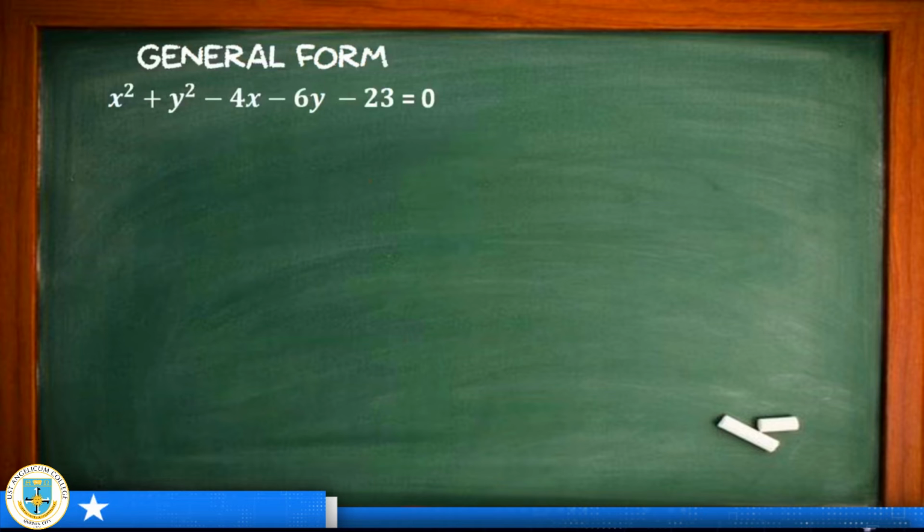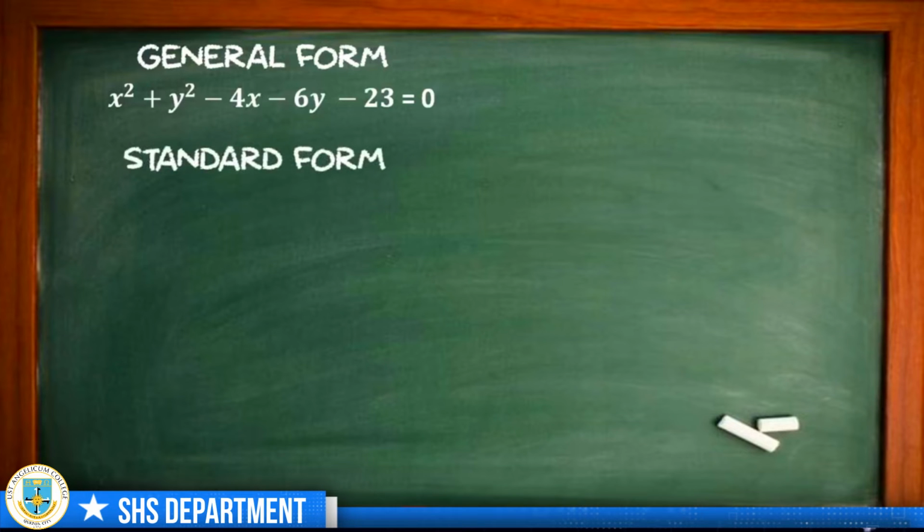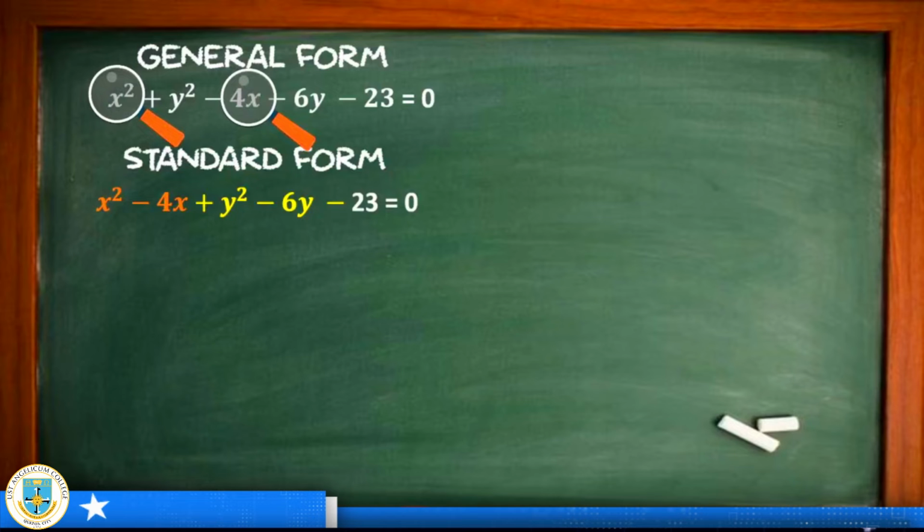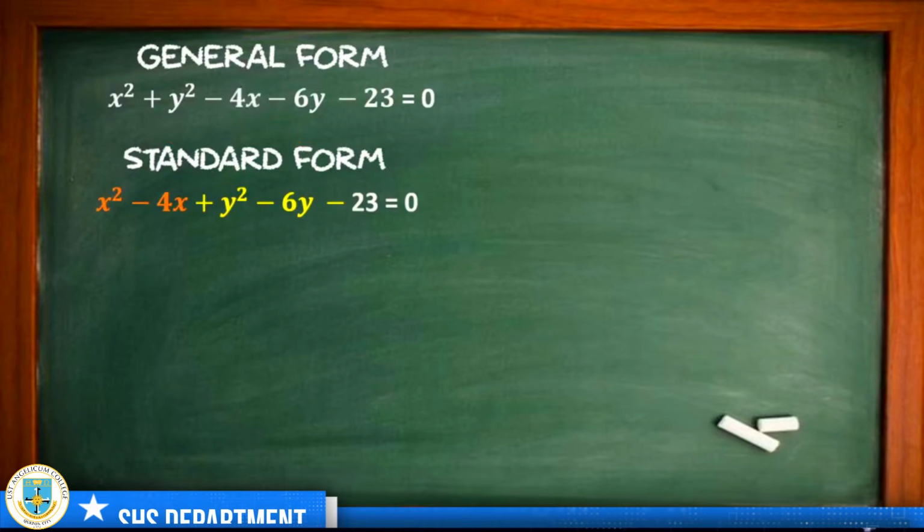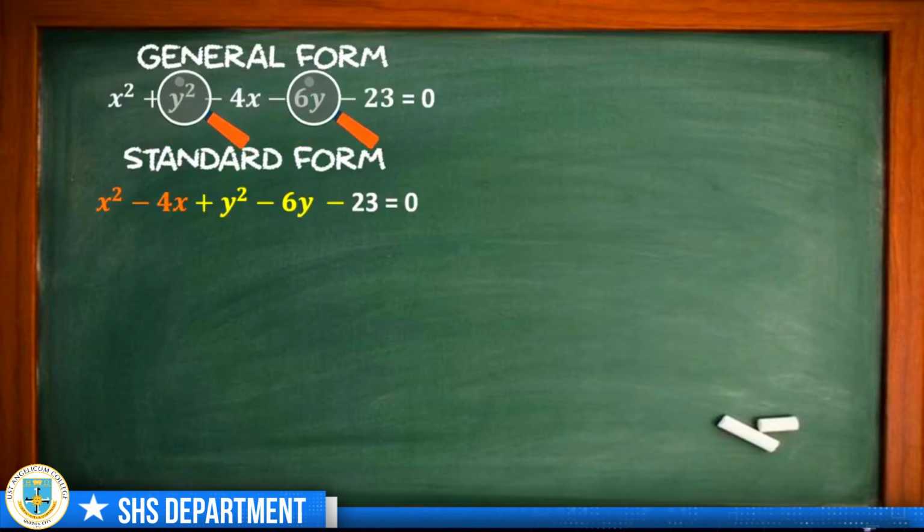Okay, example number 3. So this time we are given an equation in general form and we're going to convert it to its standard form. First step is we group together those terms with similar variables. So we group together terms with x variables and also we group together terms with y variables and then the constant. So now we have x squared minus 4x plus y squared minus 6y minus 23 is equal to 0.